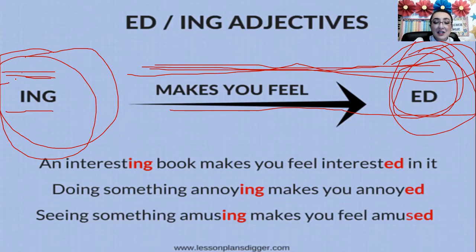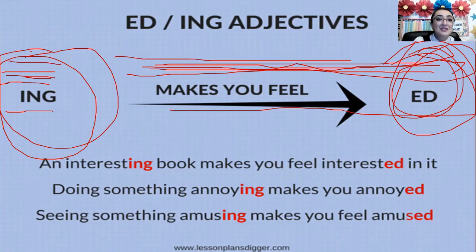If this is, I don't know, what else? Annoying, it makes you feel annoyed. If this is embarrassing, it makes you feel embarrassed. Si esto es que te avergüenza, te hace sentir avergonzado. Como es esto, es como te va a hacer sentir aquí. El ing, como es el ing, es como te va a hacer sentir con ed.